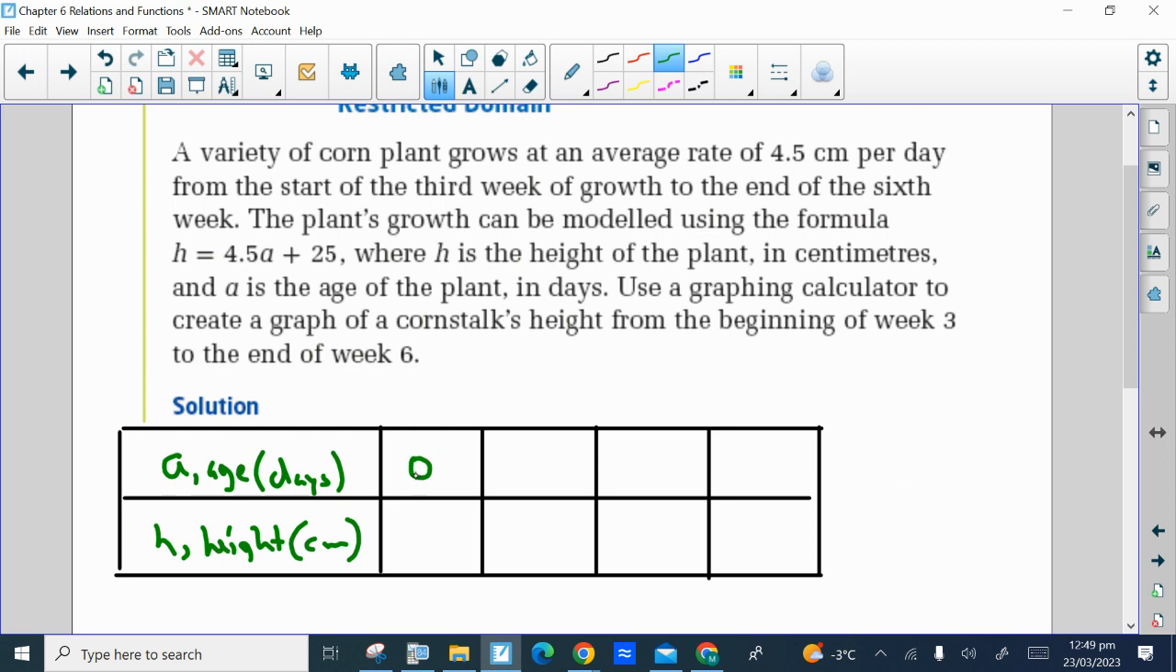So 0 would be the start of the 1st week, and then at 7 days you'll be at the end of the 1st week. And then 14, I said 1st week, I meant 3rd week. So 14 would be at the end of the 4th week. Another week. Now, the 21 days would be the end of the 5th week, and we need to go all the way up to the end of week 6, so we'll have to have 28 days there. And we can extend this.